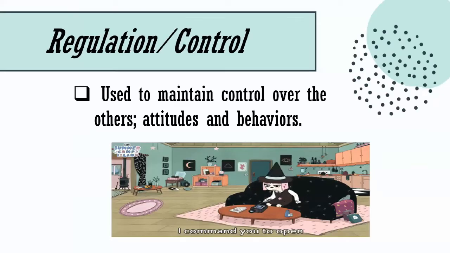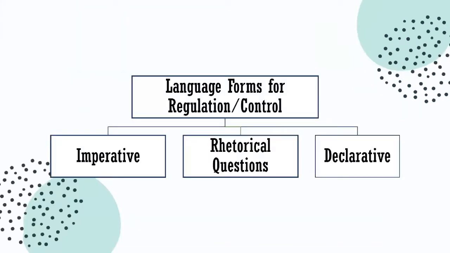R for regulation and control. Communication is used to maintain control over others. It's used to control a person's action, attitudes, and behaviors. A simple command is one way to influence another's behavior. Aside from that, there are many ways to entice a person's action. These are the imperative, rhetorical questions, and declarative forms.